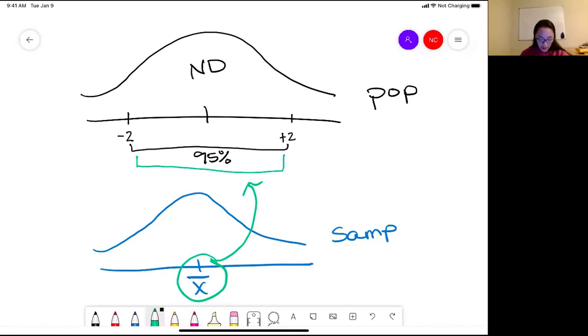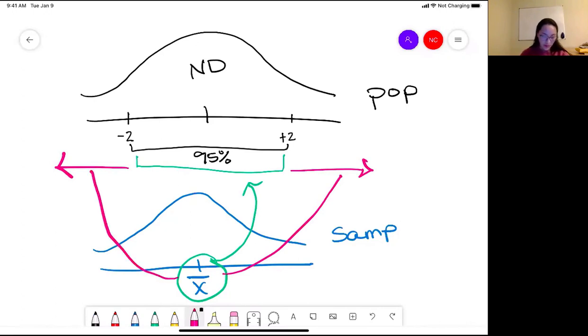If for some reason this sample mean lands outside plus or minus 2 standard deviations, then we say the sample is clearly different enough from the population that we have to consider that something is different about that sample. Maybe it belongs to a different population.